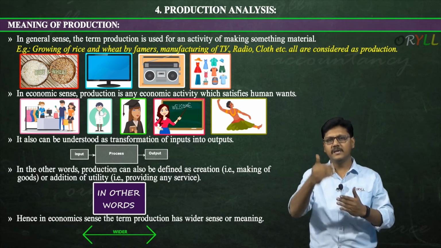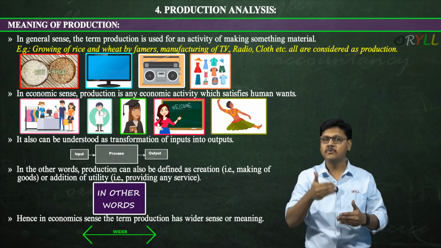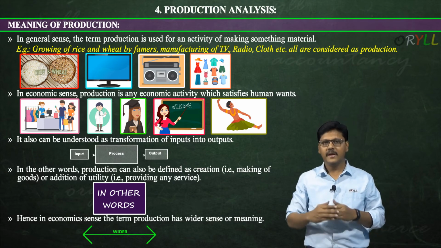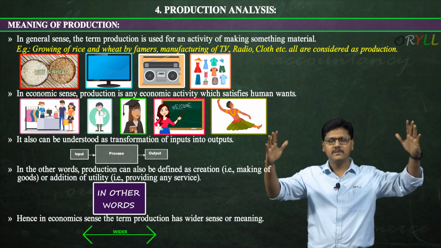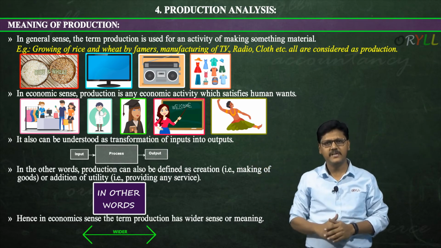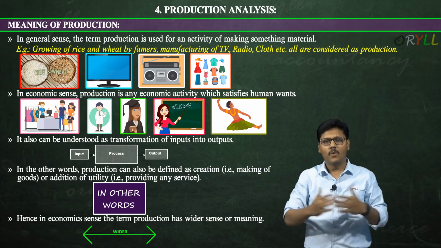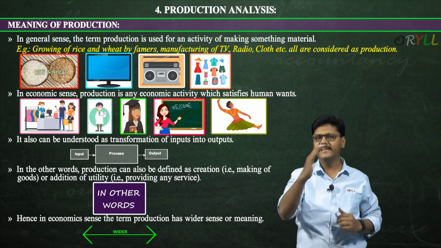So, we have studied that creation of utility is also production, and transformation into output is also production. Any activity which satisfies human wants is also production. It means that in economics, production has a wider sense. Now we are going to see what production actually is in economics in detail in this lesson.